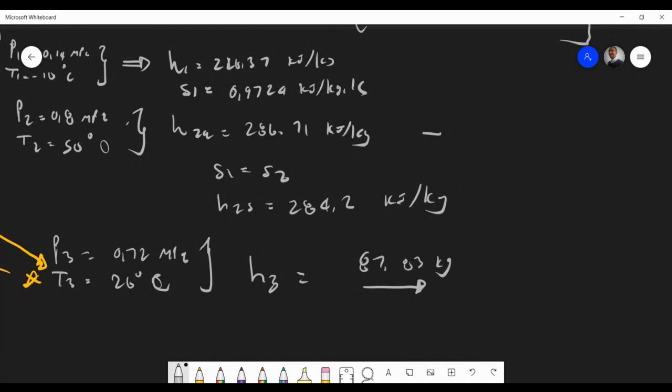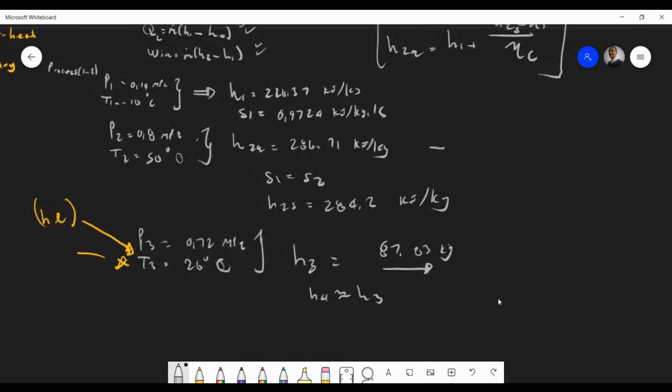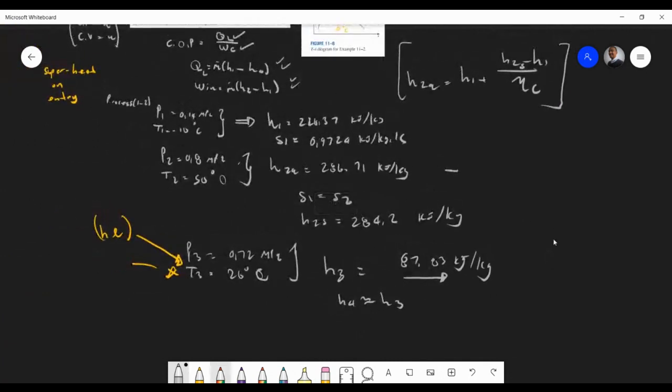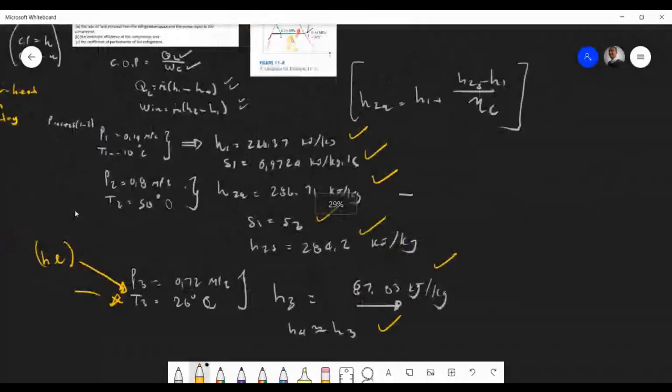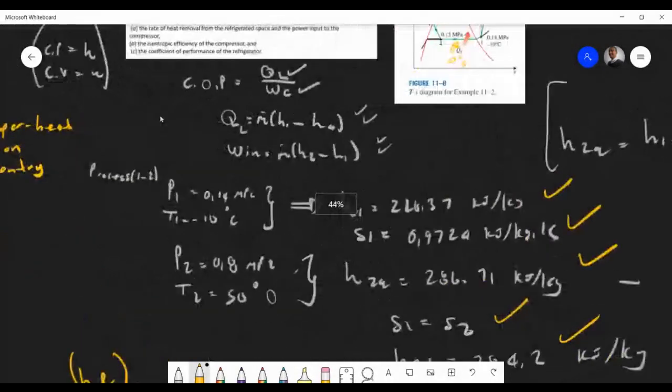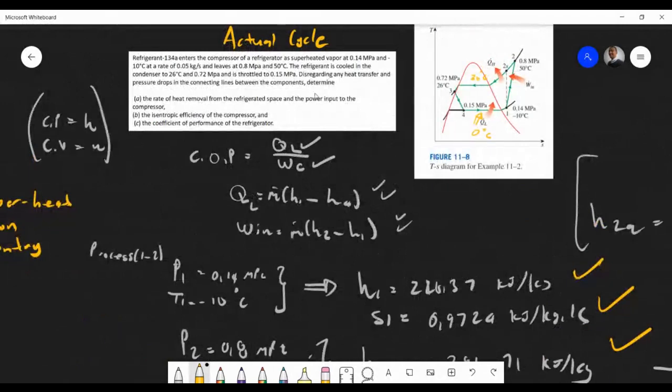What you should write is always H3 is approximately equal to H4, not equal to. You get a mark for that, in kilojoules per kilogram. So in terms of marks, that's 1, 2, 3, 4, 5, 6, 7 just for getting properties. Once you've done that, you've essentially sorted this out.